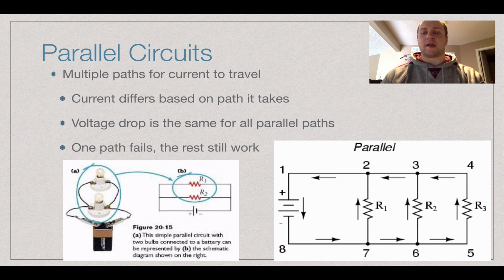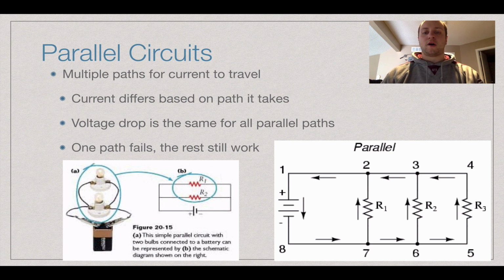So for example, if R1 has a higher resistance than R2, you're going to see less current down R1 and you're going to see more current down R2. So if there's a greater amount of resistance down a branch, it's going to draw less current. If two branches have the same amount of resistance, then those two branches will draw an equal amount of current. And we can judge the amount of current that it's going to get based on the total amount of current that's present through the circuit.